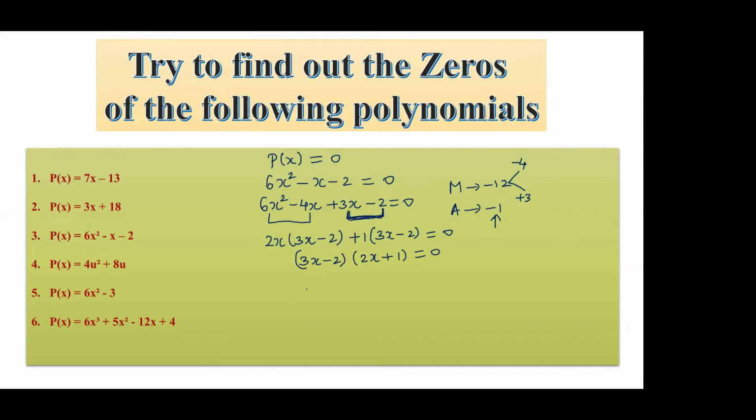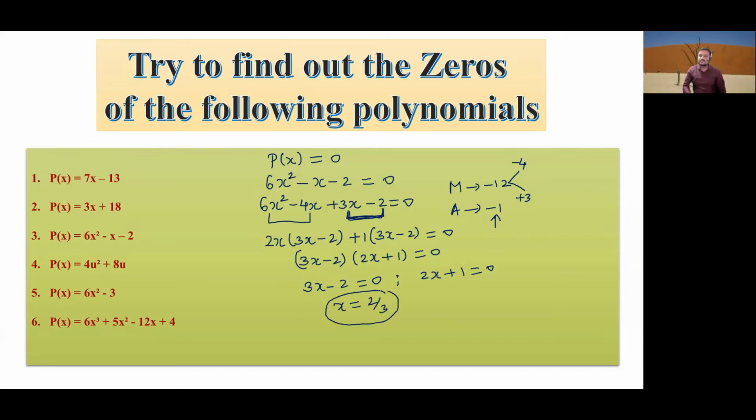Next step, we will equate 3x minus 2 equals 0 and find the value of x. Similarly, 2x plus 1 equals 0 and find the value of x. So here the first 0 will be x equal to 2 by 3. The second 0 will be minus 1 by 2. As it is a quadratic polynomial, we will get 2 zeros here.